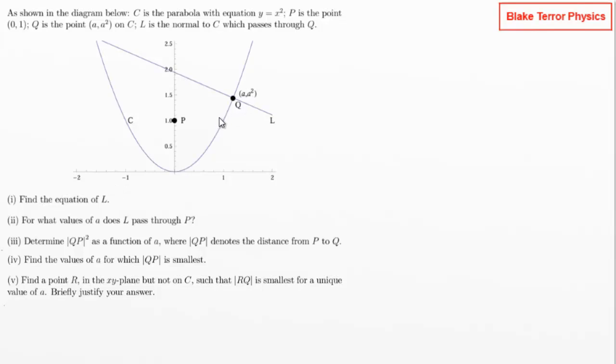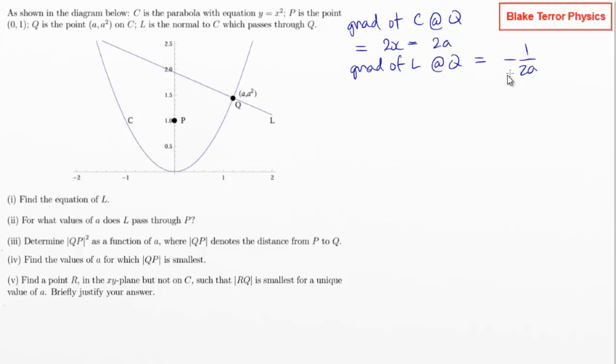Find the equation of L. Okay, well, we've got a point on the line, so all we need is the gradient, and the gradient is perpendicular to the gradient of the parabola. So the gradient of the parabola would be 2x. Let's actually write it all out so I don't make a mistake. Gradient of C at Q is equal to 2x, which is 2a. So therefore we've got the gradient of L at Q equals minus 1 over 2a.